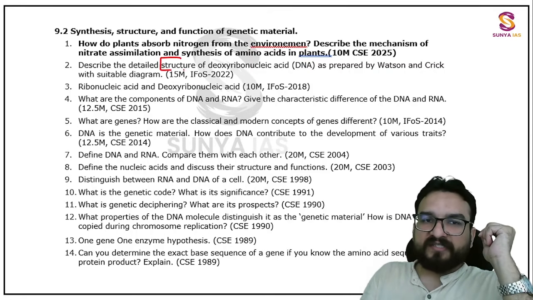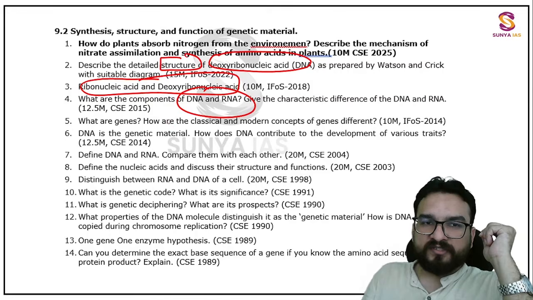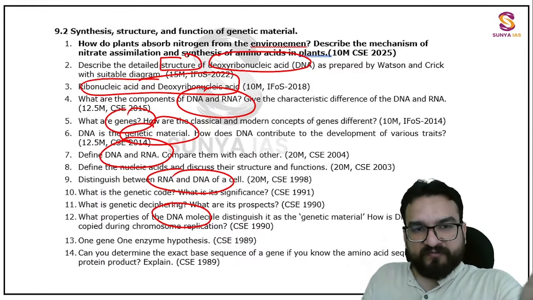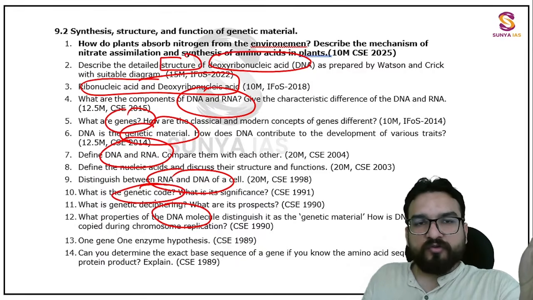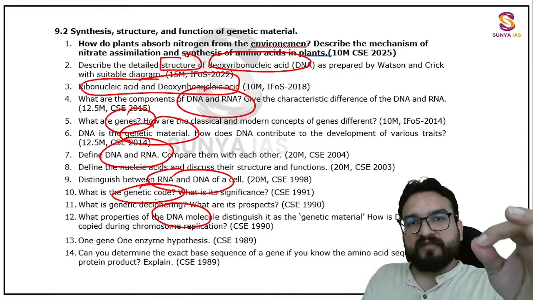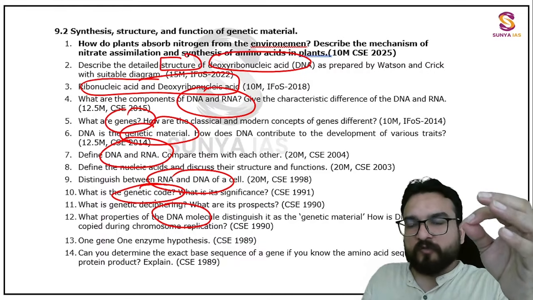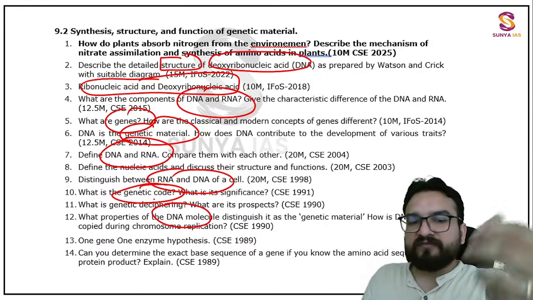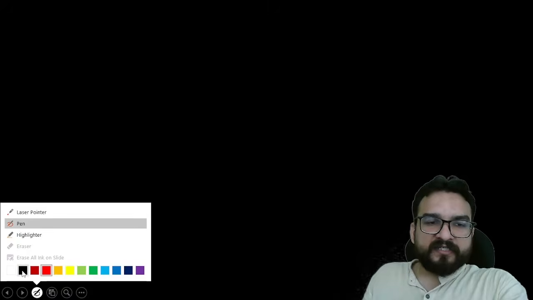Next question, you will find the structure of DNA. Next, RNA, DNA difference, RNA, DNA components. What are genes? What is genetic material? DNA, RNA over here. So everything you will be finding like this, genetic code over here. Everything you are finding with respect to DNA, RNA, they are talking about this genetic material we have. All right, so till now you are understanding.